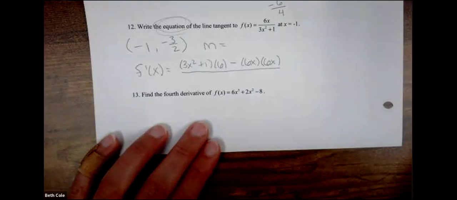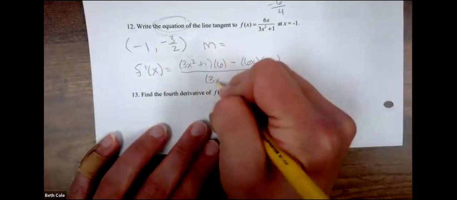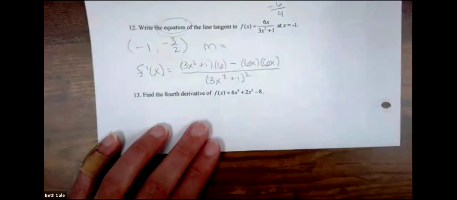No. They're just there. They're just multiplying. Yeah, you'd have to have a fraction to cancel out. All right, and then over the denominator squared.